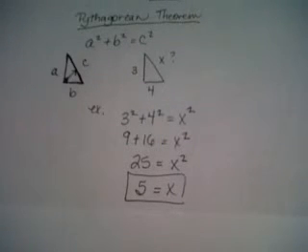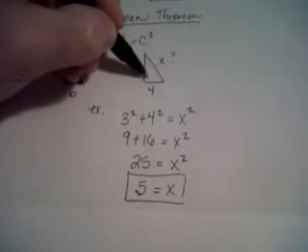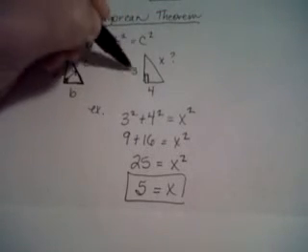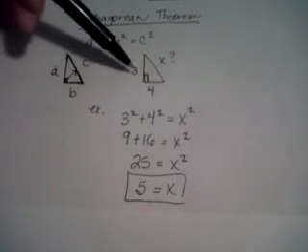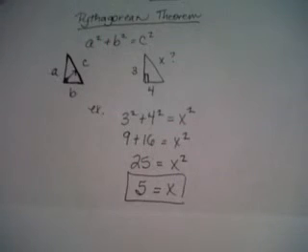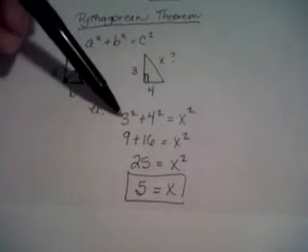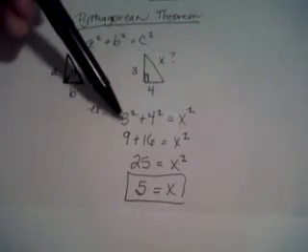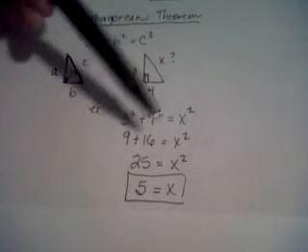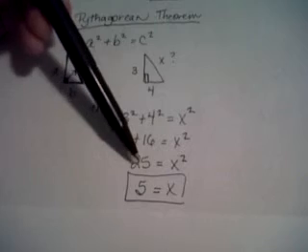So how could I use this? An example would be this. I have a triangle that has 3 for one side, 4 for the other side. Can you find the hypotenuse length for me? So all I'm going to do is plug these into our formula. So I have 3 squared plus 4 squared equals x squared. So 3 squared is 9, 4 squared is 16, 9 plus 16 gives me 25.